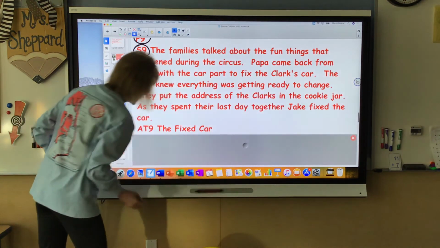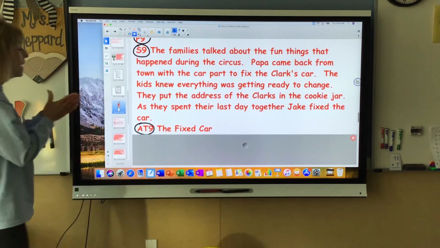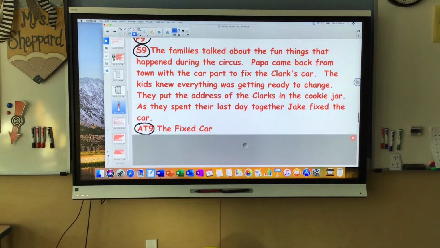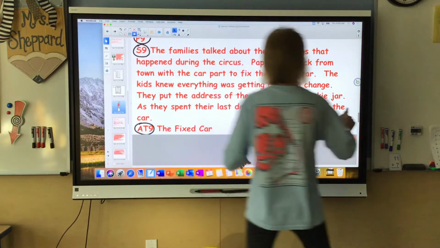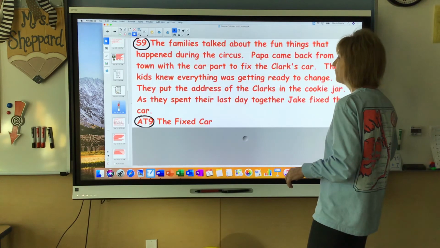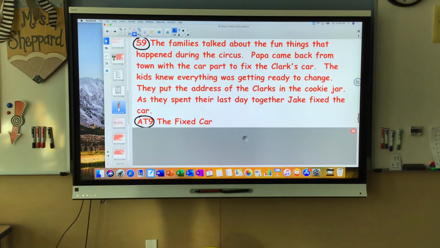Now our 18:9, another title for chapter 9. Our title should be giving us ideas about what the main idea or the main chunk of the chapter was. Another title for chapter 9. Remember, Patricia McLaughlin called it the day after. Another title for chapter 9 is The Fixed Car. And that gives us a wrap up of chapter 9.